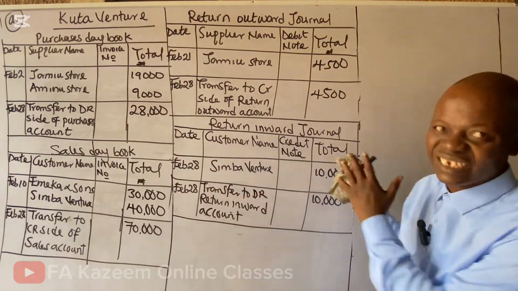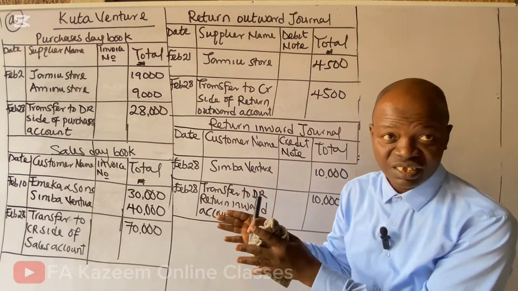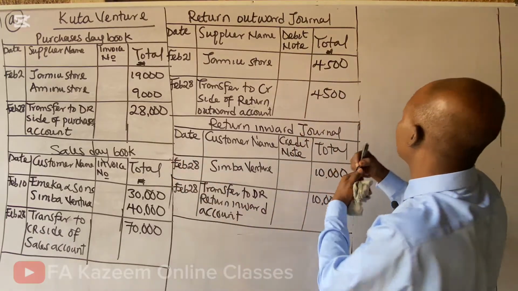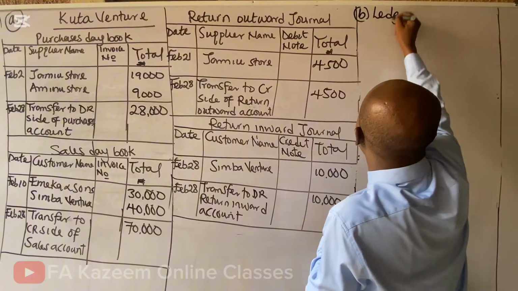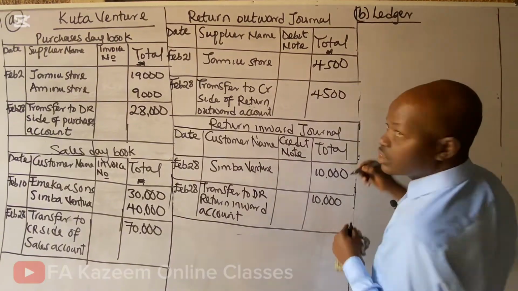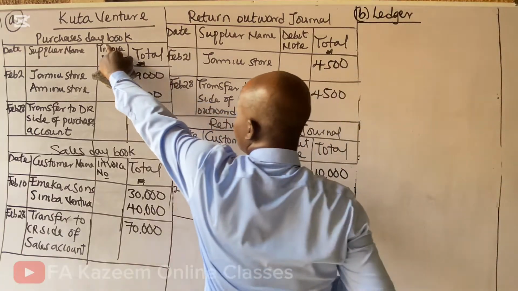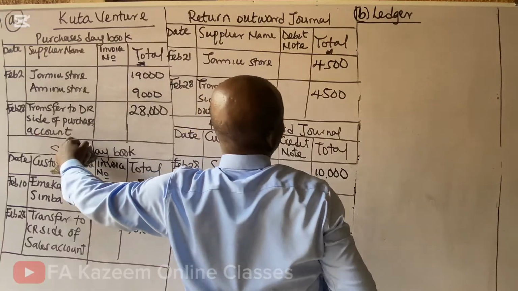We have talked about ledger in detail, but here now we want to follow the normal accounting process, which is first record it in the subsidiary book, and from the subsidiary book, take it to what? To ledger. How do we do that? Let's start with the purchases day book. Purchases day book is a subsidiary book. Purchases account is a ledger.